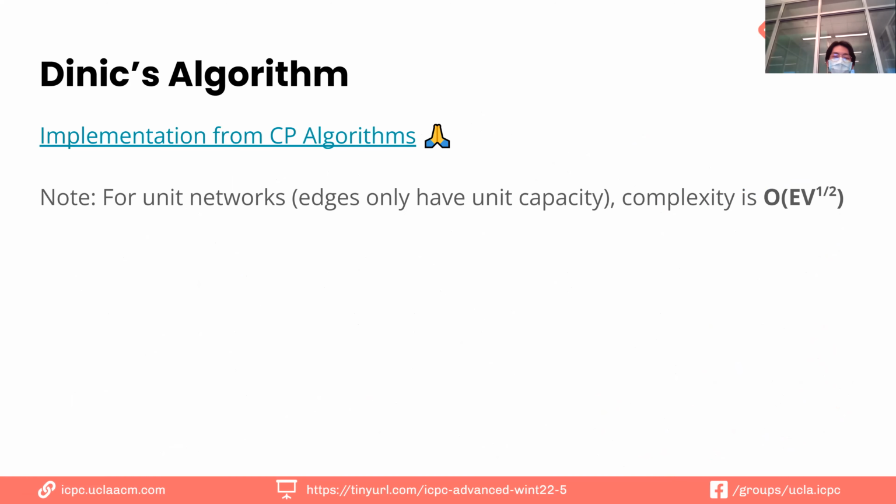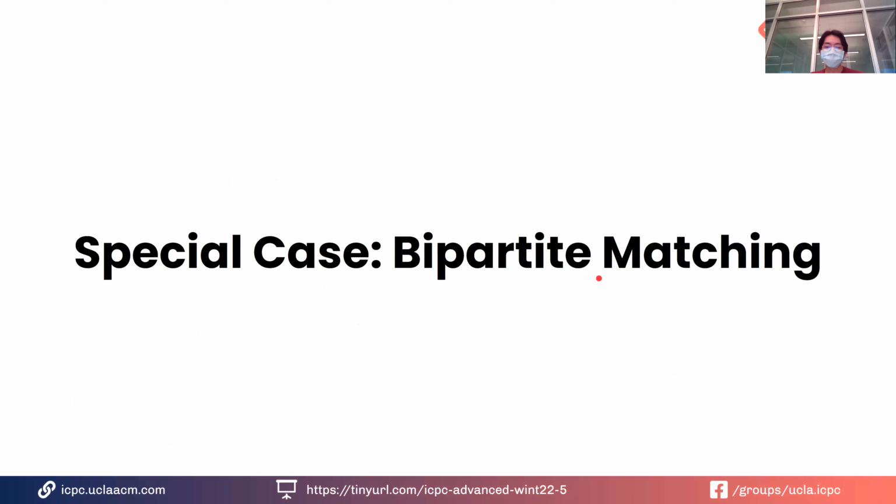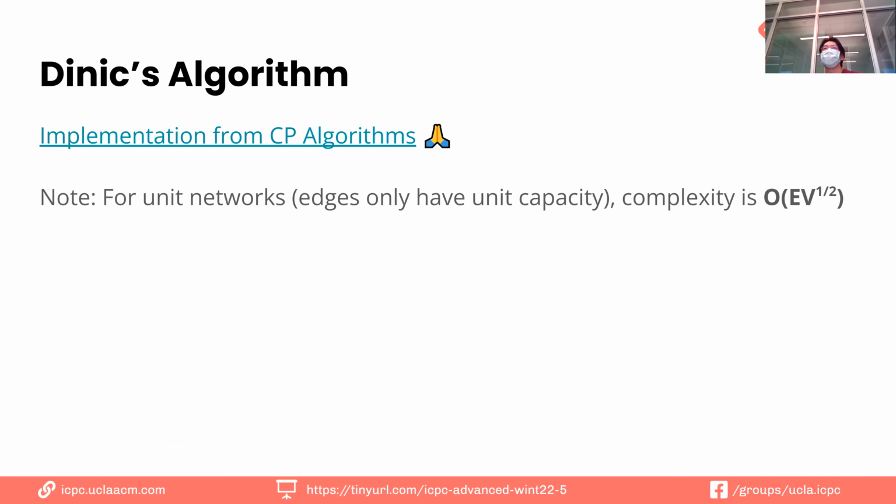So we're going to implement it by copying it from CP algorithms because we love CP algorithms. And a special thing about Dinic is that for unit networks, so edges that only have unit capacity, which could be something we're about to talk about, the complexity gets really fast. It goes to E square root V, which is awesome. So we can solve a lot bigger problems with this.